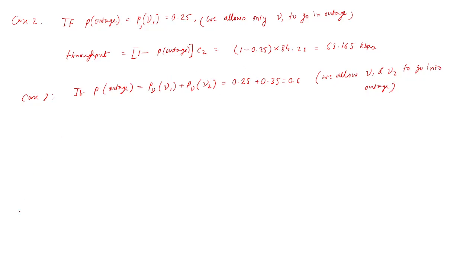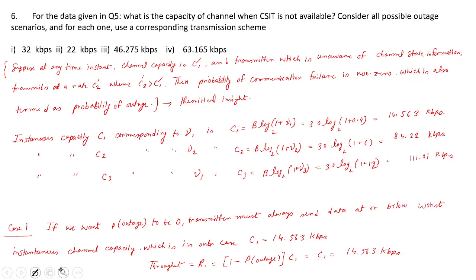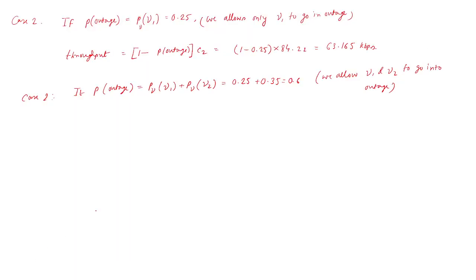We are willing to transmit at or below C3, which is higher than them. So we risk the probability of communication failure for 60% of the time, but in exchange we are trying to achieve a higher rate. So let us see what our throughput is going to be for this third case. Now the transmitter can send at or below C3, but that will be successful only 1 minus P outage, that is 1 minus 0.6, 40% of the time only.